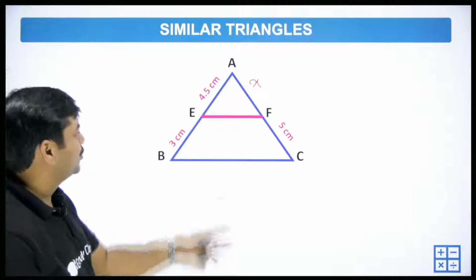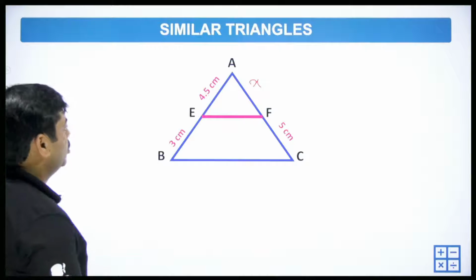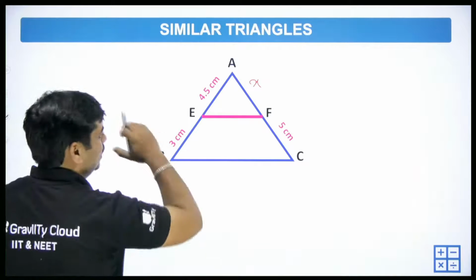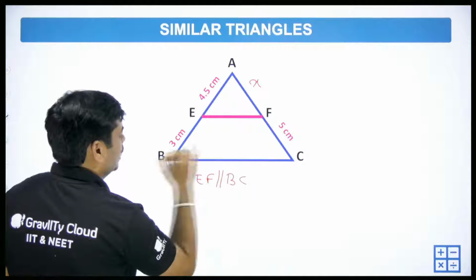I didn't mention that. Let's take it as X. We need to find the value of X. So how to get that? You can see here in triangle ABC, EF is parallel to BC.